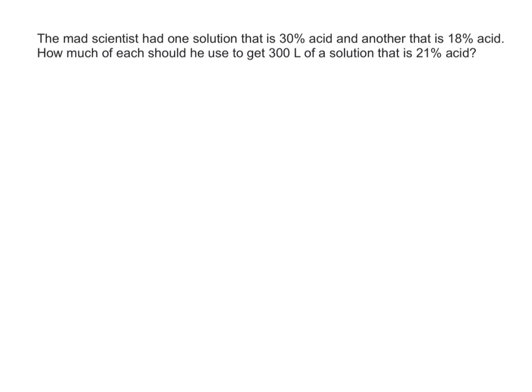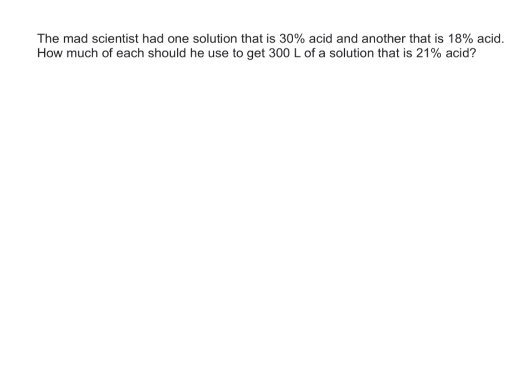Let's talk about this problem here. So, the mad scientist had one solution that is 30% acid and another that is 18% acid. How much of each should he use to get 300 liters of a solution that is 21% acid? So we are given some facts here that's telling me that there's definitely a mixture problem here.